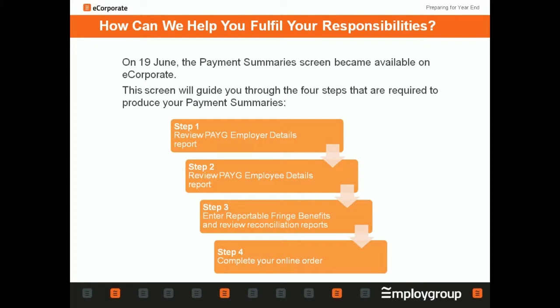But at Step 1 we give you a report that you can use to verify that the employer details in the system are correct for your business. At Step 2 we'll give you a report so that you can make sure all of your employees' details are correct. Step 3 is where you can enter your reportable fringe benefits amounts, and we'll also give you some reconciliation reports to review which show you the details that will show on payment summaries. And finally, Step 4, you let us know whether you want us to produce your payment summaries or whether you'll be doing it yourself, along with whether you want to have your payment summaries posted. I will have a look at the PAYG employer details and employee details reports later in this presentation.